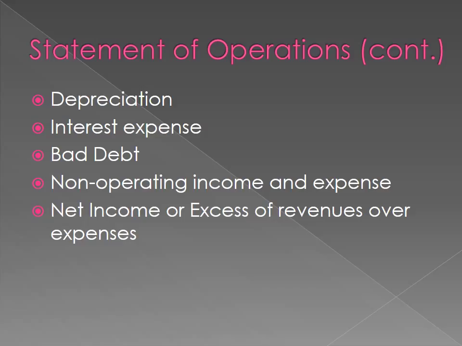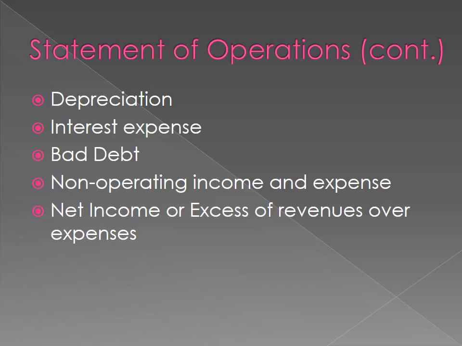Now, that's different than charity care, which is actually listed on the revenue side. It is listed as a deduction from revenue. So that's a lost revenue that we know ahead of time we're not going to receive. But any revenue that we expect to get, that we actually bill for, and we don't get, that's considered bad debt. We also have non-operating income and expense, things like vending machine income and vending machine expense, those kinds of things.